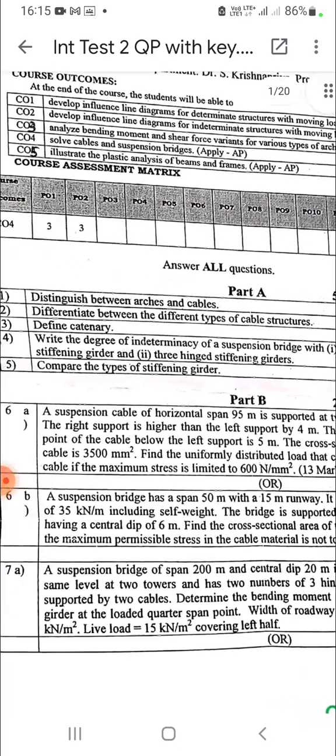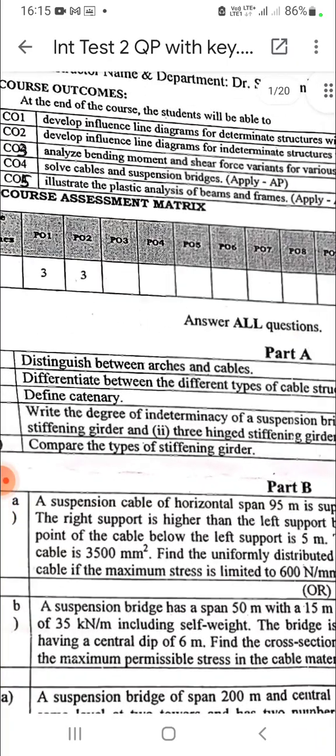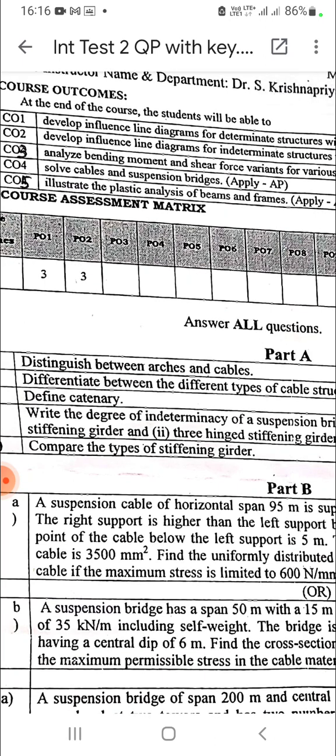So first of all, the definition of arch is a curved beam subjected to transverse loading. Transverse loading means a load which is acting at right angles to the axis of any beam or arch. So arch is a curved beam subjected to transverse loading, whereas cable is an inverted arch. So again you can have the diagram for an arch and cable.